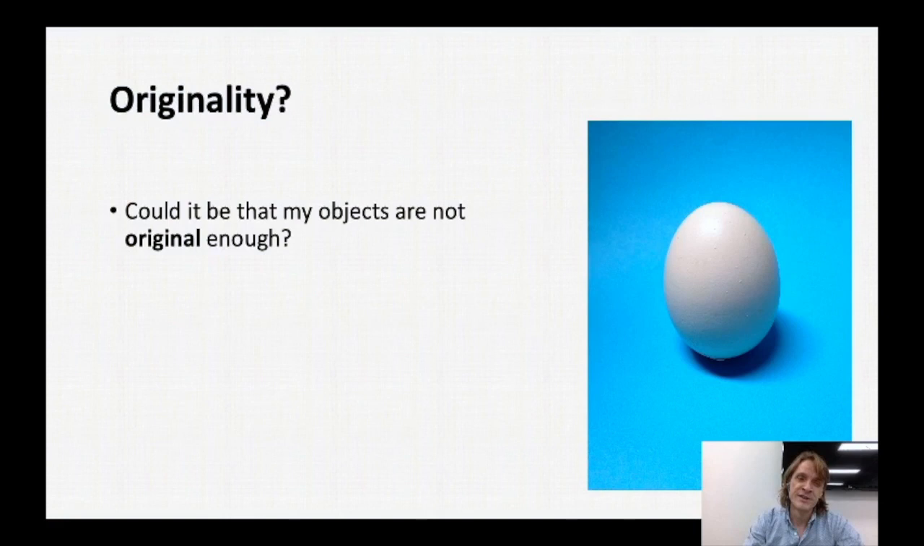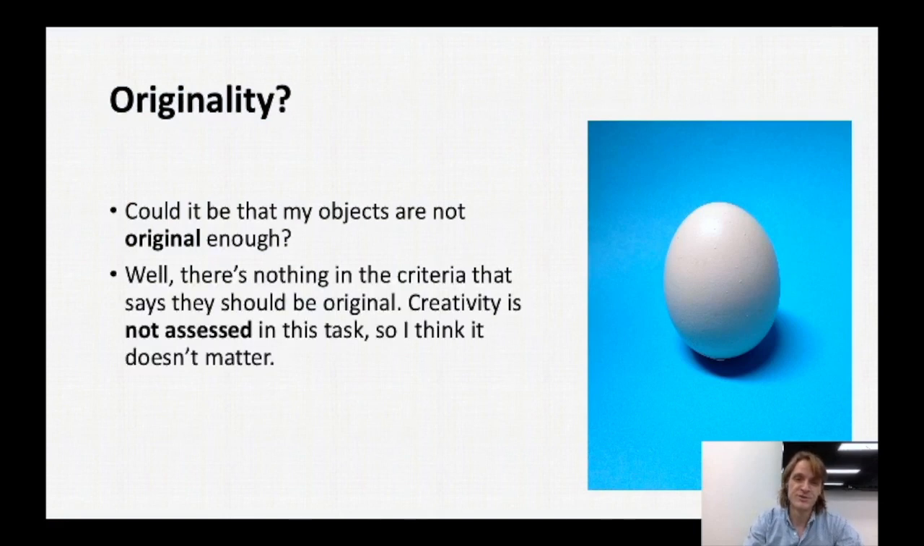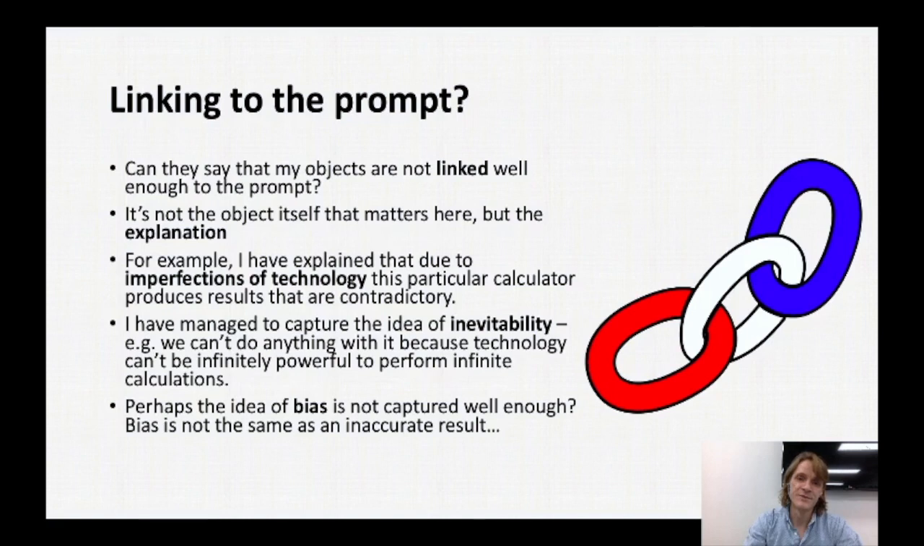In terms of originality, could it be that my objects are not original enough? Well, my thinking is there's nothing in the criteria that says they should be original and non-trivial. As far as I'm concerned, they can be quite mundane, everyday objects. What is being assessed in the TOK exhibition task is not the objects themselves, but the way the objects are linked to the knowledge question, to the IA prompt. So I think originality is not a problem.